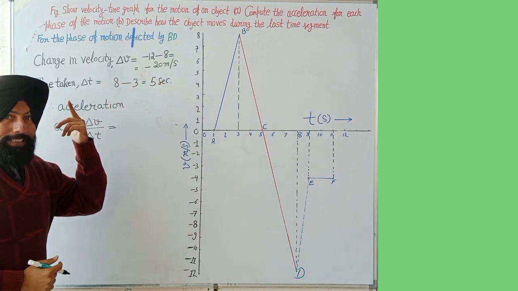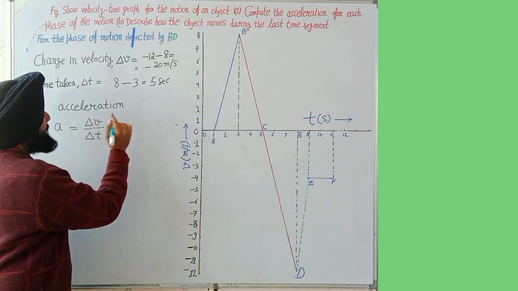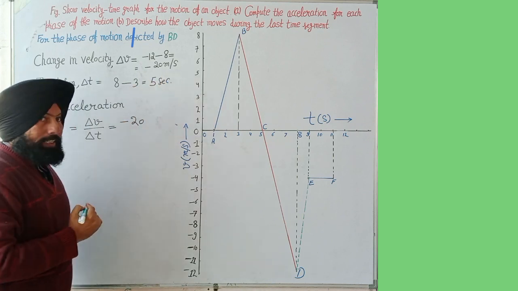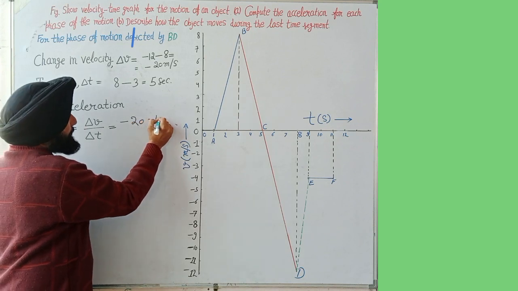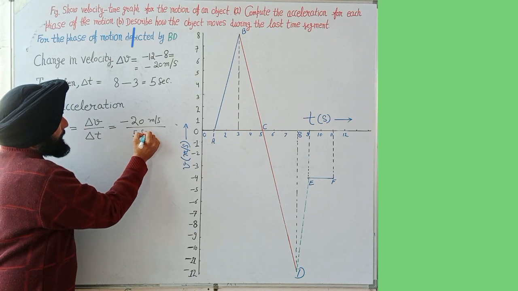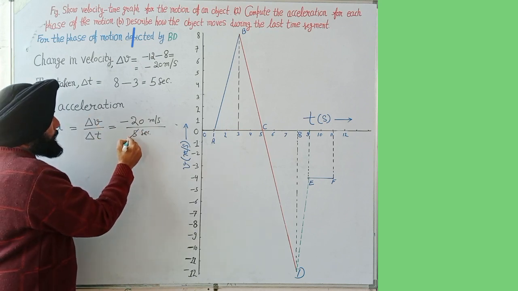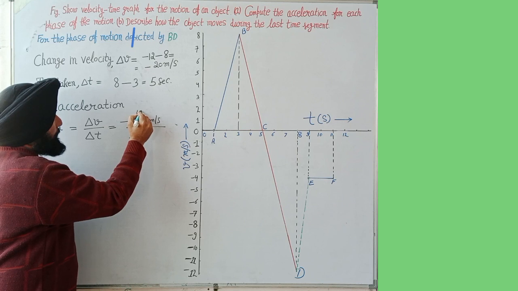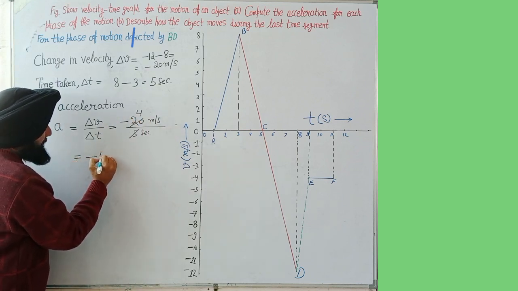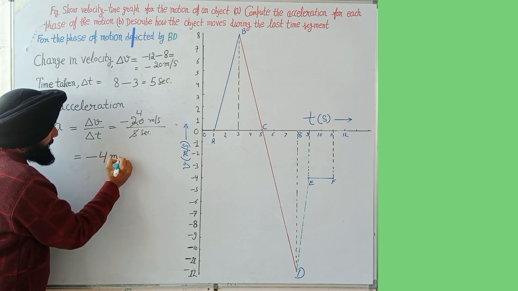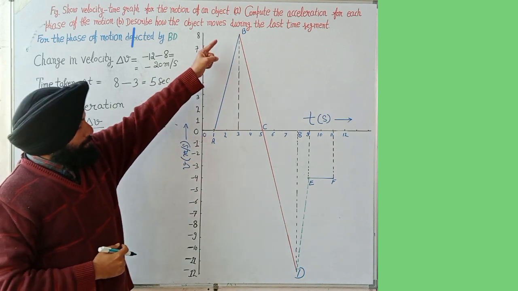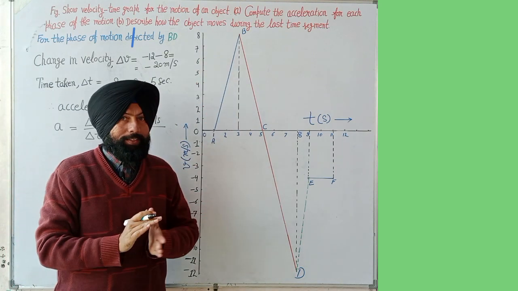Now what is the acceleration? Delta V is minus 20 meter per second, and the change in time is 5 seconds. So cancel 20 by 5, that is 4. Now the acceleration is minus 4 meter per second square during the phase B to D.